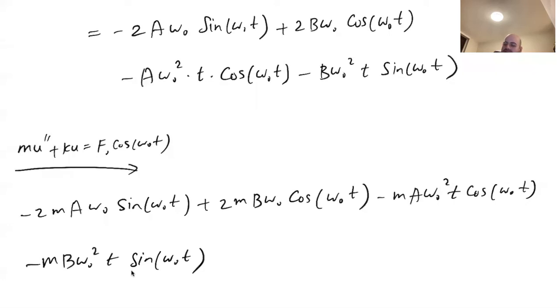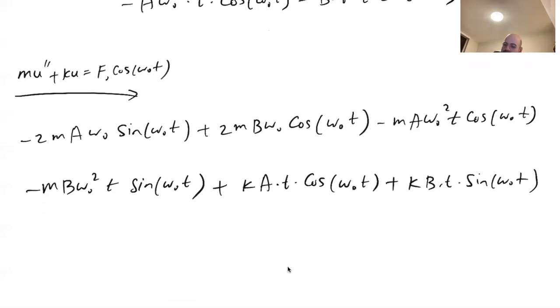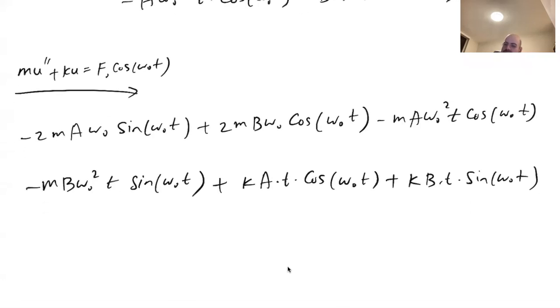Then I need to add k u. Look at here: m u double prime plus k u equals f0 cos omega naught t. So plus k u, that is plus k times a t cos omega naught t plus k b t sine omega naught t. So these two terms are for k u. And then the right-hand side is f0 cos omega naught t.